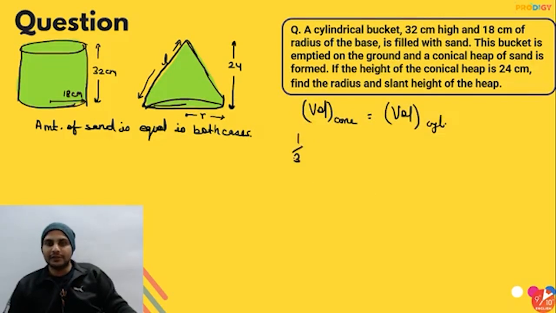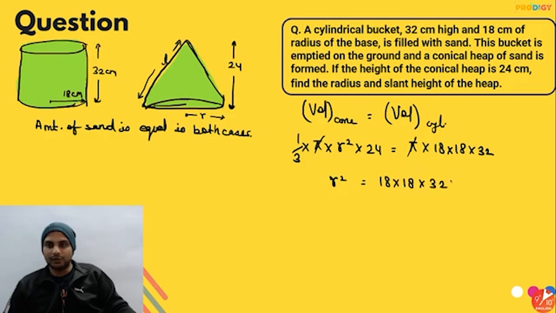Volume of cone will be 1 by 3 times pi into r square, which we don't know, into h, which is 24, and volume of cylinder will be equal to pi into r square, which is 18 square, into h, which is 32. All right, pi and pi got cancelled, shift 3 over there, 24 in division, r square will be 18 square into 32 into 3 divided by 24. I can say 8 3s are 24, 8 4s are 32, 3 and 3 got cancelled.